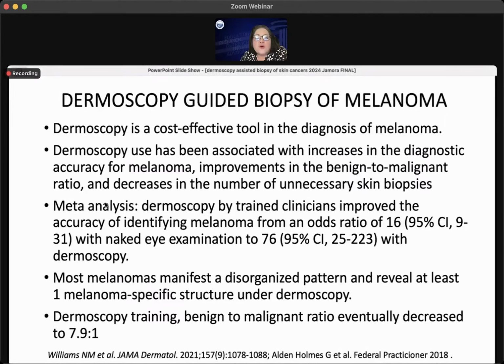Okay, just looking at this study, it was a meta-analysis on thousands of melanoma cases. Dermoscopy done by trained clinicians improved accuracy of identifying melanoma from an odds ratio of 16 with naked eye to 76. It's a massive, massive jump because you will see that disorganized pattern, and at least you will see at least one melanoma-specific structure. With dermoscopy training, the benign to malignant ratio decreased to 8:1.